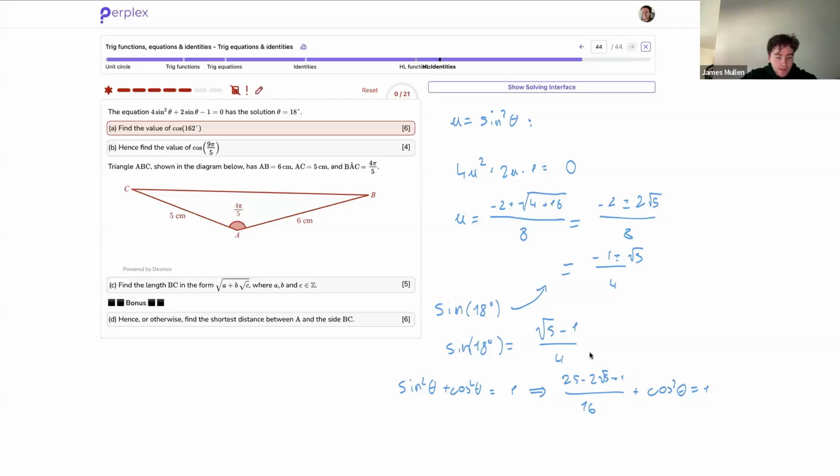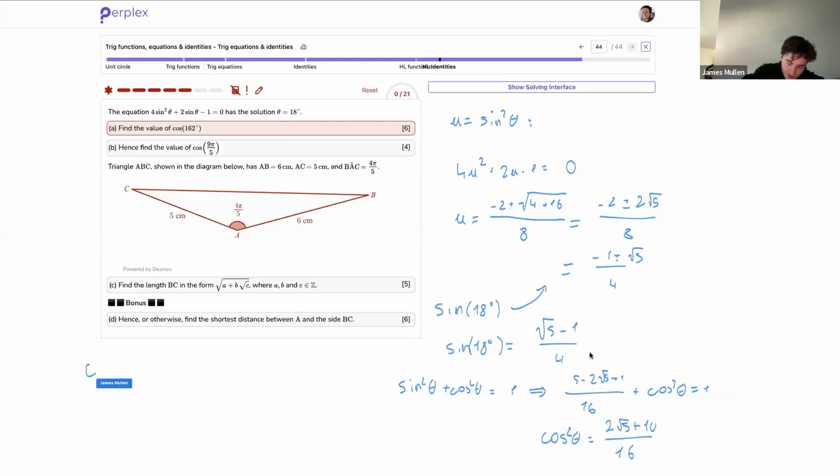Okay. And that's going to give me cos squared theta is going to be 16 over 16, then minus 26. So 2 root 5 minus 10 should be minus 10. Hang on, I'm just double checking my work. Oh, it should not be 25. This should be 5. So that's going to give me 6 minus 2 root 5 over 16, and I'm subtracting that on the right-hand side. It's going to give me 2 root 5 plus 10 over 16.